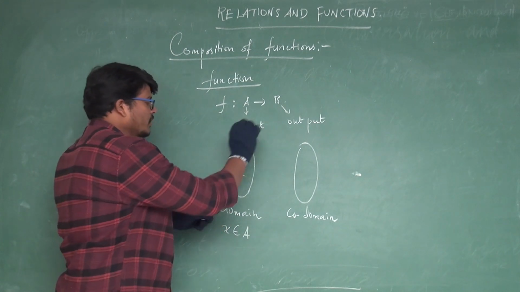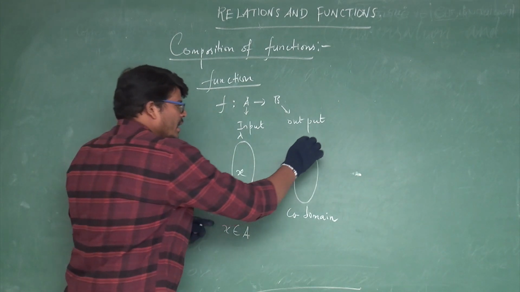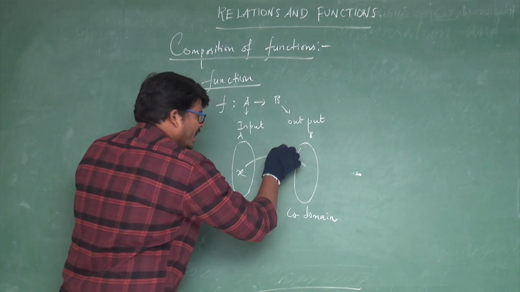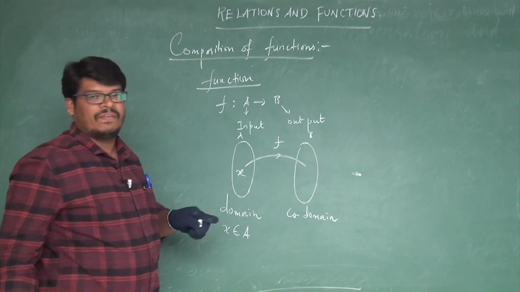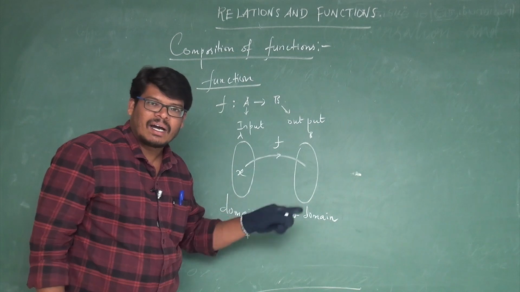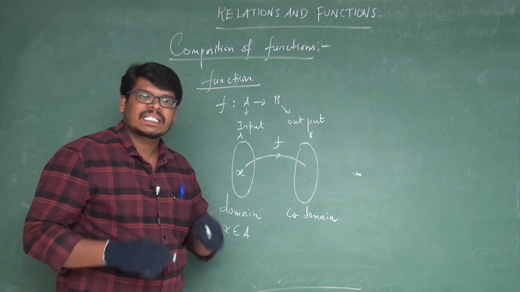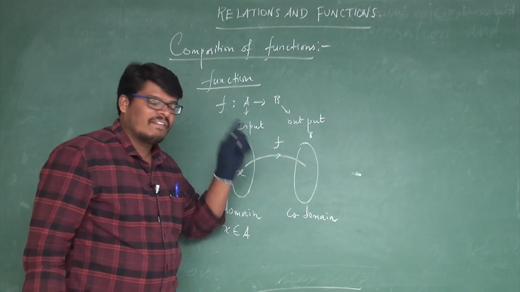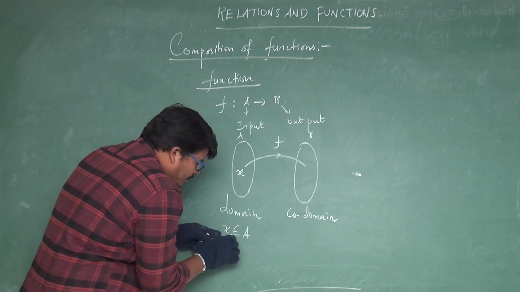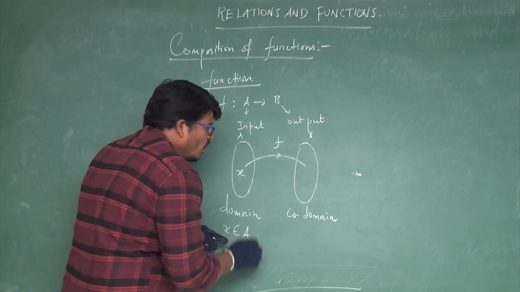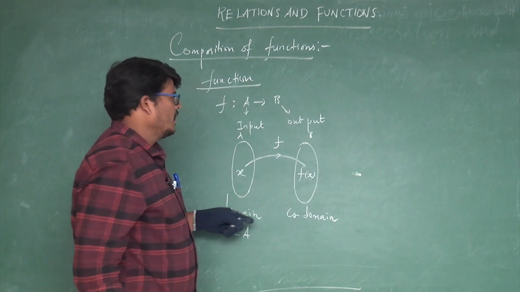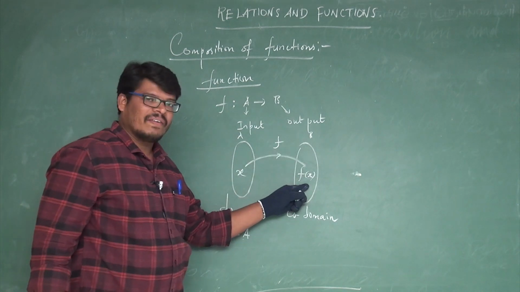The mapping from A to B is called a function f. A function is also called a mapping or transformation. The domain has x values, where x belongs to A, and the function value is f of x.